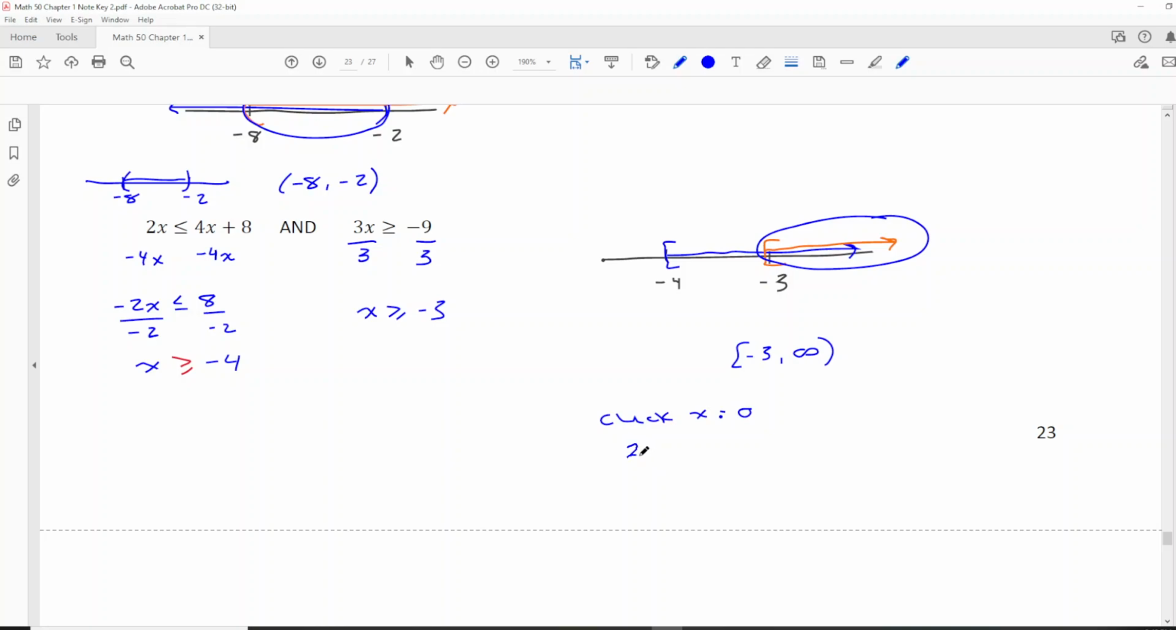So we check it into the first equation. 2 times 0, is that less than or equal to 4 times 0 plus 8? Well, 0 is less than or equal to 8. Yeah, it's good. But it has to satisfy both. So let's check 3 times 0. Is that greater than or equal to -9? Well, is 0 greater than or equal to -9? Yeah. So something in this interval satisfied both equations. All right, so go and practice your intersection of a compound inequality.